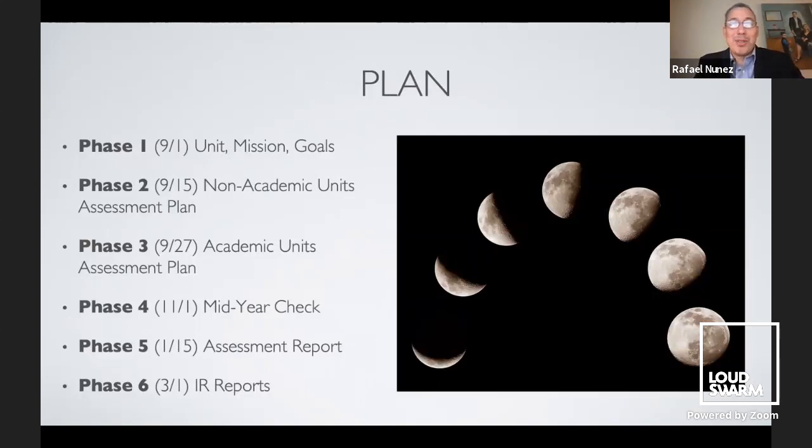We met during the summer, so I had to take time off because it's either use it or lose it, since I'm over my cap in annual leave. But by September 1st, we need to go live with the missions and goals. Phase two was going to be September 15, where we're going to have the non-academic unit plans. By the end of the month, we're going to have the academic unit plans ready to go to start populating. Phase four was the mid-year check. Phase five was the assessment reports, and this is now in January.